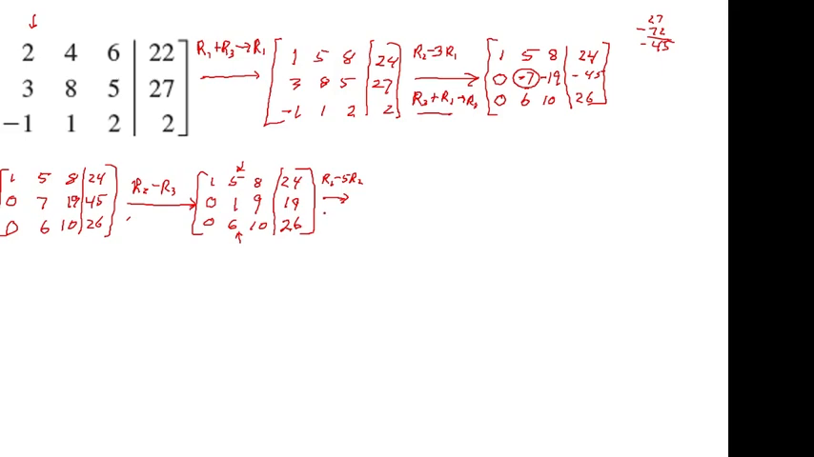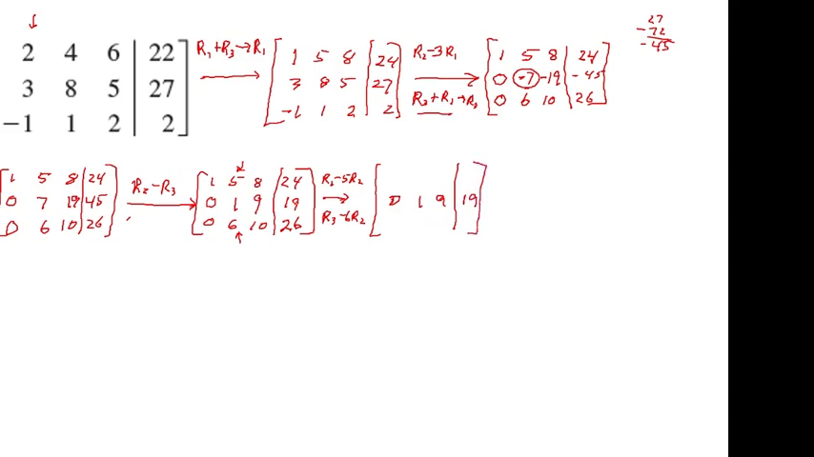If I take row 3 minus 6 times row 2 and replace row 3 with it, 6 minus 6 times 1 is 6 minus 6. That'll put a 0 there. So let me continue here. I'm not changing row 2. I'm using row 2. So 0, 1, 9, 19.